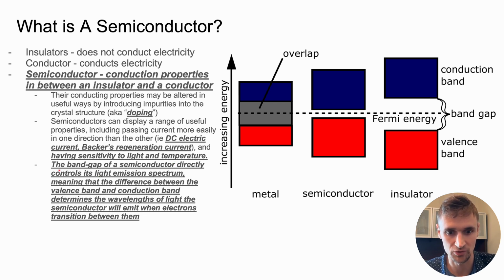And so then lastly, I just want to reemphasize, the band gap of a semiconductor directly controls its light emission spectrum. So the band gap directly controls the light that a semiconductor can emit, meaning that the difference between the valence band here and the conduction band here actually determines the wavelength of light the semiconductor will emit when electrons transition between them. So when electrical current is passing through a semiconductor, this band gap, the difference between the valence band and the conduction band, actually determines the light frequencies that the semiconductor can use.